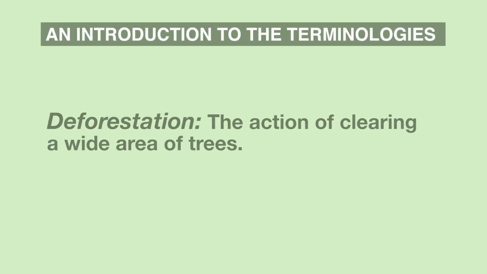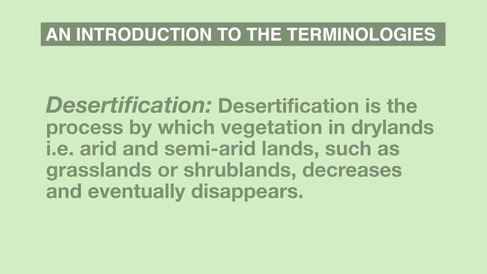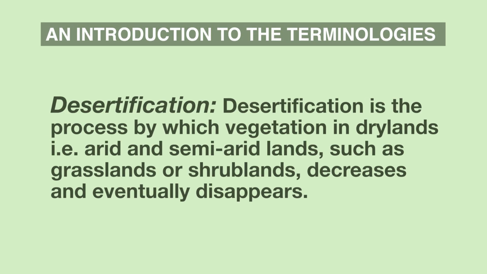The second is deforestation. Deforestation is the act of clearing a wide area where a forest actually existed. The third term is desertification. So desertification is the process by which vegetation in dry lands, that is arid and semi-arid lands, which were grasslands or shrublands, decreases and eventually disappears.